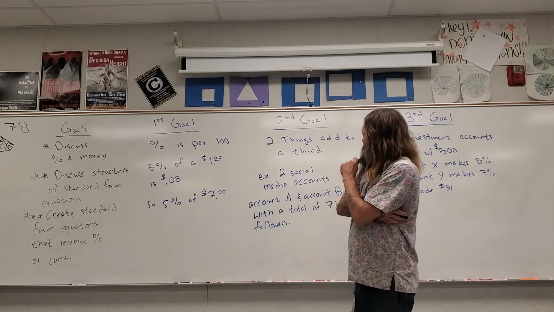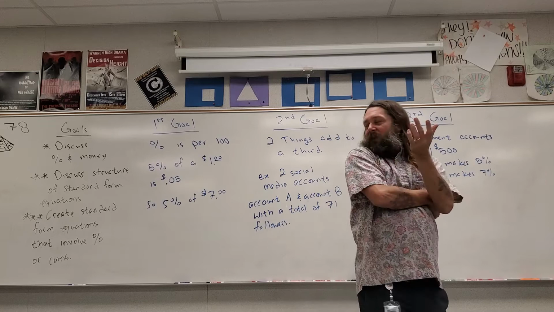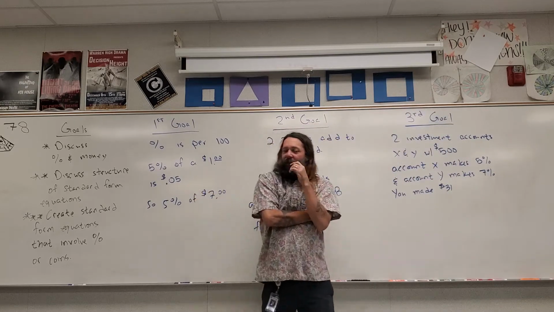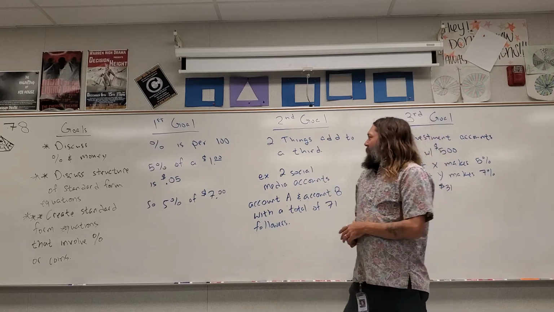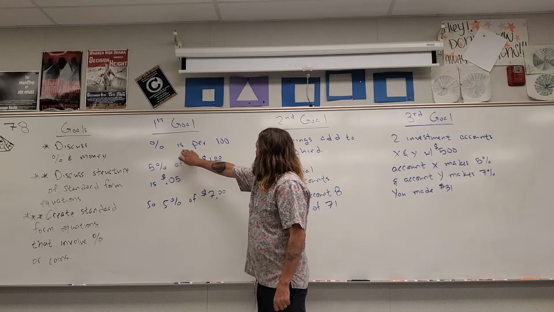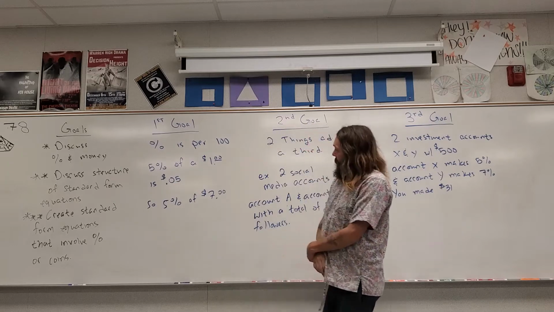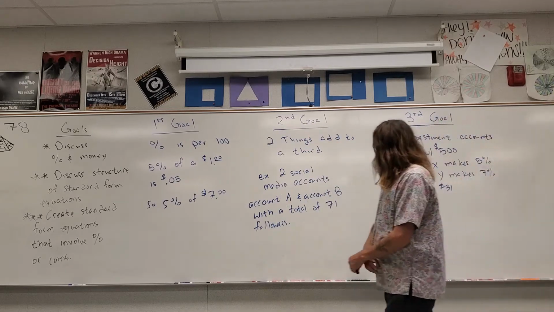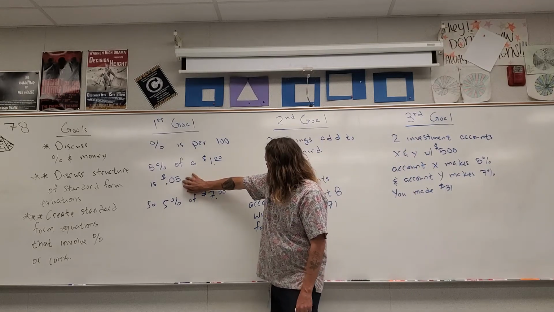Our first goal is to talk about percent and money, right? So percent literally means per 100. And I have an example that says 5% of a dollar is 5 cents. So it takes 5 pennies to get to that per 100. So 5% is 5 pennies per $1, right? And so if we expand on that, and instead of having $1, we have $7, that means I'm going to have 7 of these.